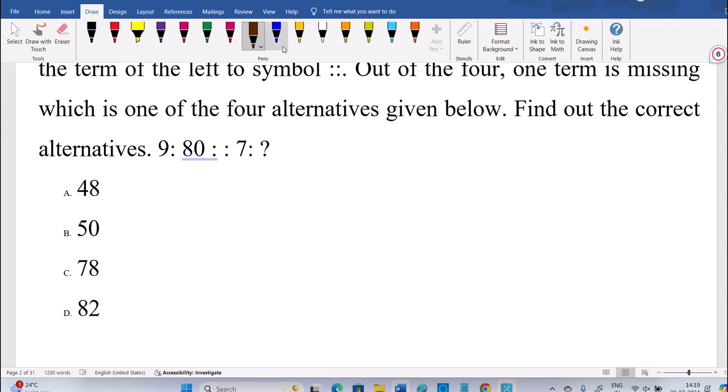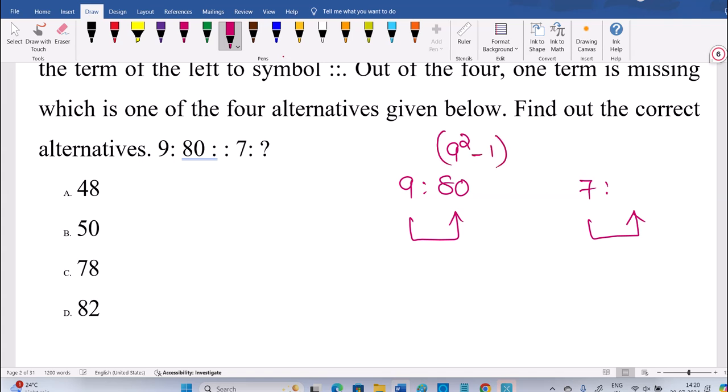Now here, 9 is somehow linked with 80. In this first pair, some logic is there. The logic you need to understand and apply to the second pair. Here it is 9 square minus 1. Here it should be 7 square minus 1. 9 square minus 1, 7 square minus 1. See, some people will argue, sir, answer 62 is correct, sir. But it's not there in the options, first of all.